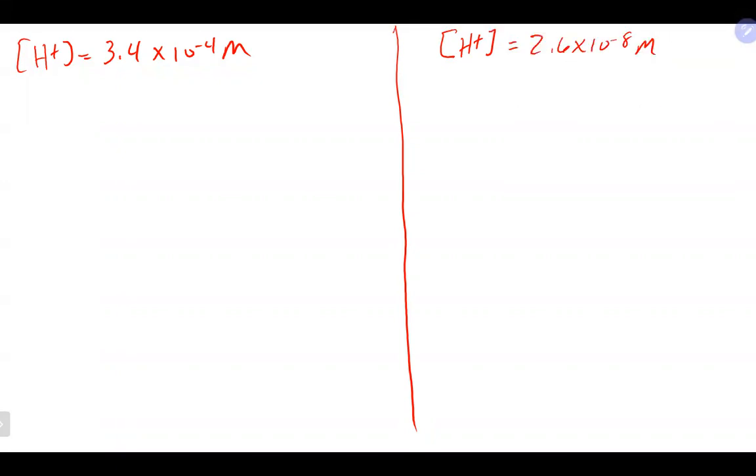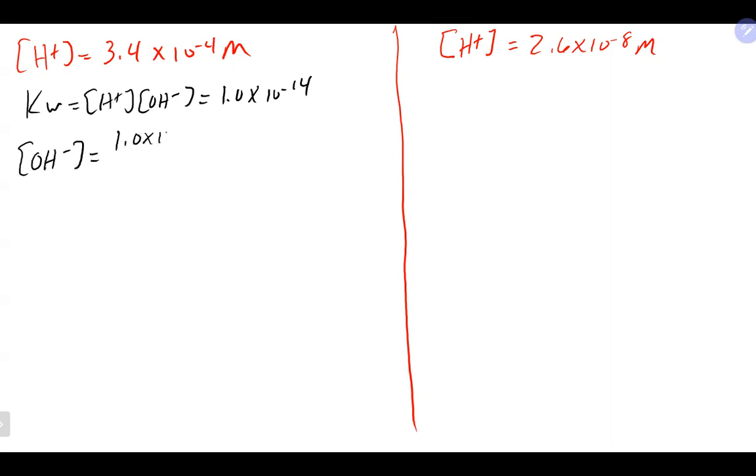So in each of these problems here we could use Kw, which is our H plus times our OH minus, which equals 1 times 10 to the minus 14. Like I said before, good news is it doesn't matter which one they give you, really it's the same calculation. So in this case we're going to be looking for our OH minus concentration will be 1 times 10 to the minus 14 divided by the H plus concentration.